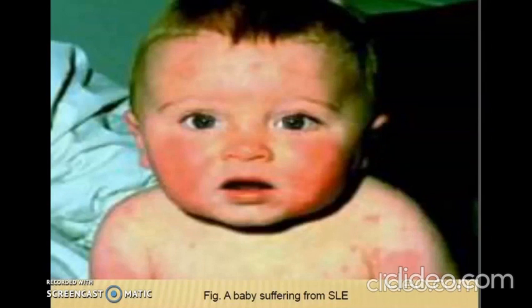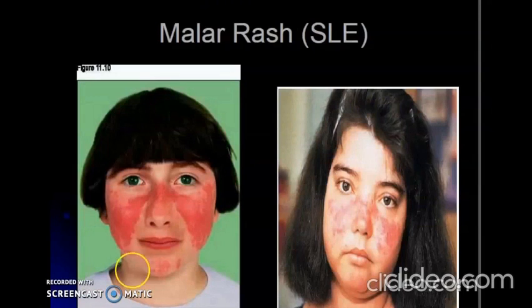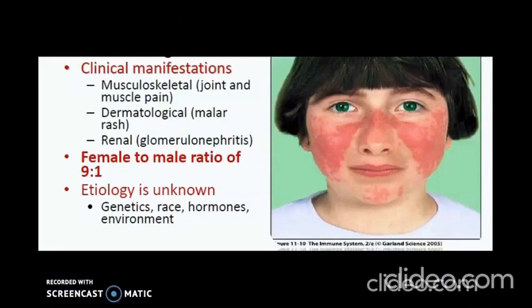You can see the image of a baby suffering from SLE, and this image shows the butterfly-like rashes. Clinical manifestations of systemic lupus erythematosus include musculoskeletal, that includes joint and muscle pain; dermatological, there is malar rash; and the renal system is affected by glomerulonephritis. Also, the female to male ratio is found to be 9:1. That means females are more affected by this disease. Genetics, race, hormones, environment, all these factors are triggering factors for this disease.